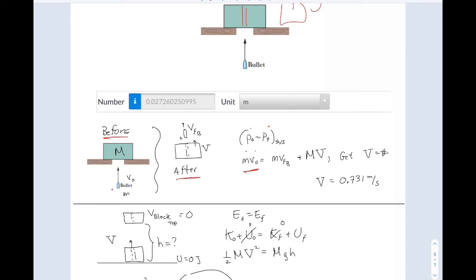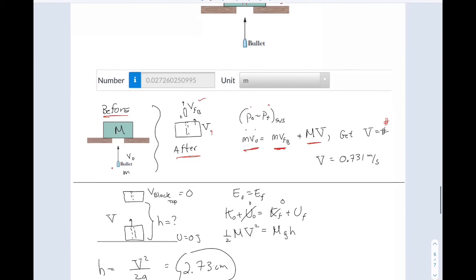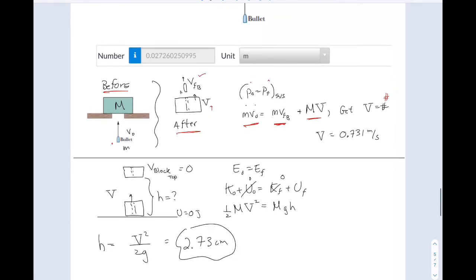Initially only the bullet has momentum. In the final picture, you have to be careful: the bullet has already gone through the block. There's the final momentum of the bullet, and the block now begins to move with that speed, big V. So I have everything in here to get the final speed of the block as it's leaving the table.